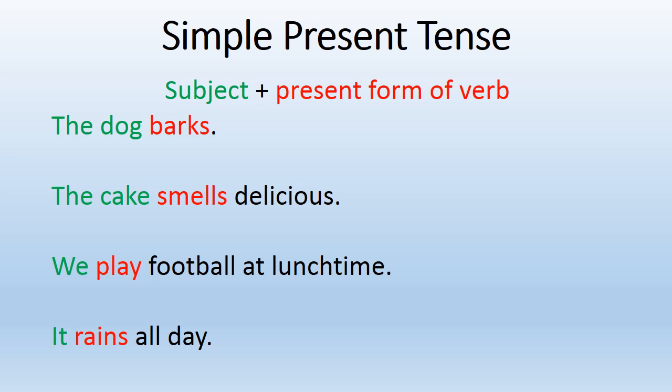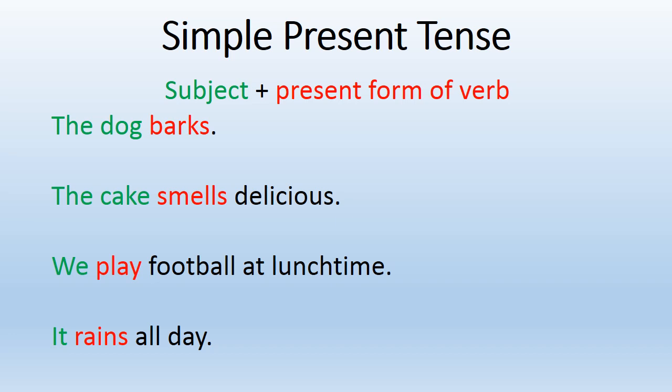Okay, the present tense is very similar. Again, we have the subject, the person or thing doing the verb, but this time we use the present form of it, so it's not going to have the ed ending. So before, in the past, it was the dog barked. Now we have the dog barks. And you can hear that that means that it's happening now. The dog barks means it's happening at this time, so it's in the present tense. Before, it was the cake smelled delicious when it was in the past tense. Because it's happening now, we have the cake smells delicious.